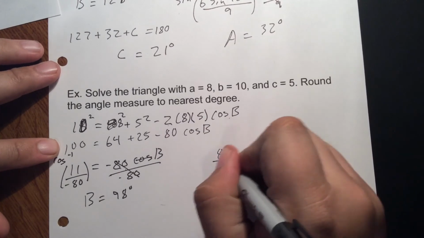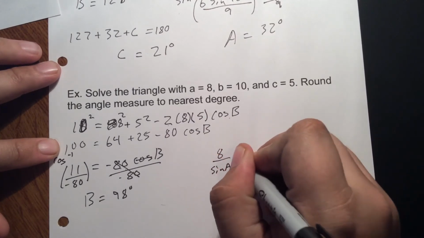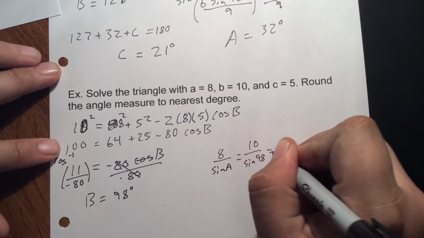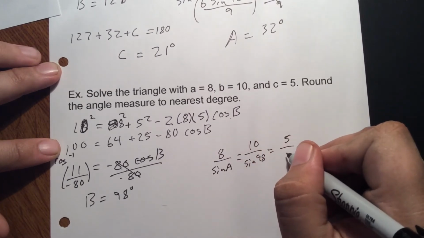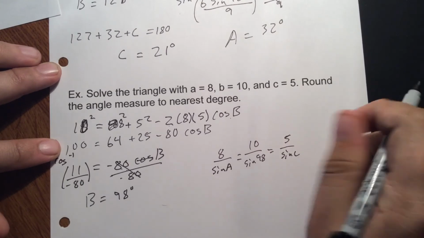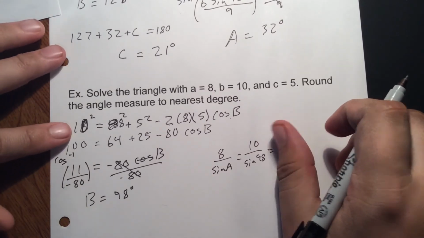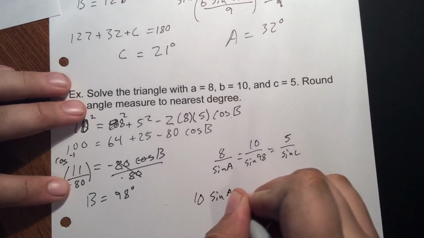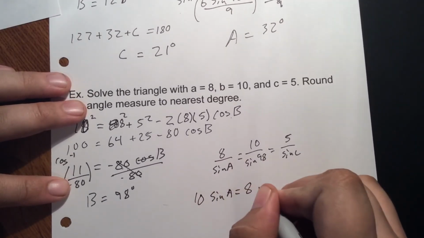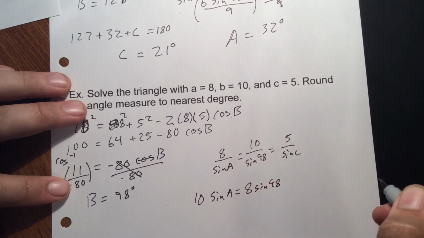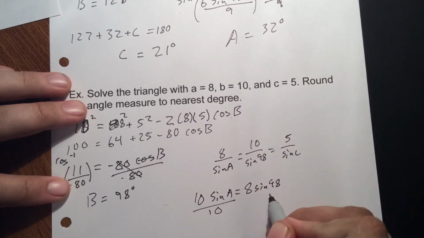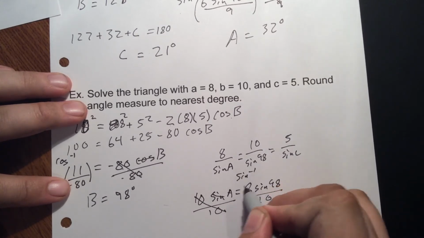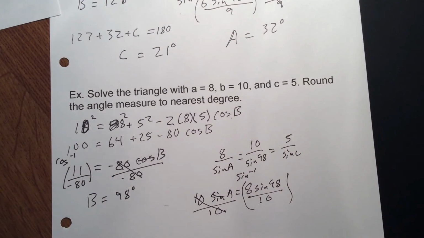So A is 8 over sine A. B is 10 over sine 98. And C then is 5 over sine of C. Again, we're going to start with these first two. So 10 sine A equaling 8 sine 98. So divide by 10, and then do sine inverse of that ratio.